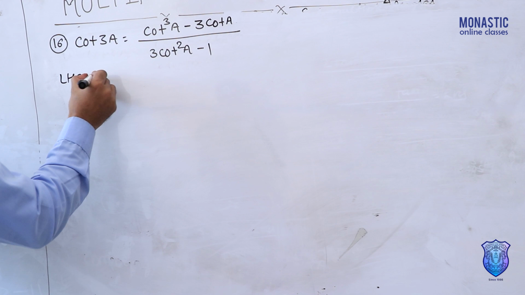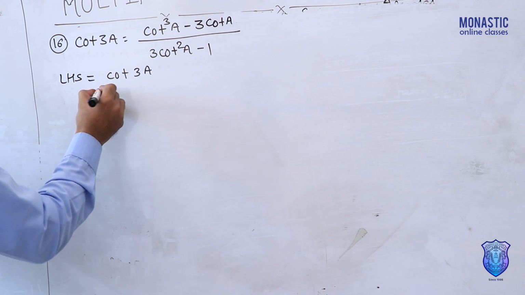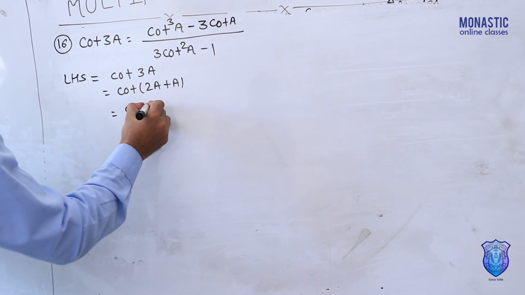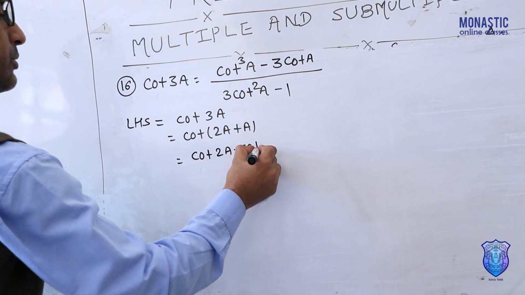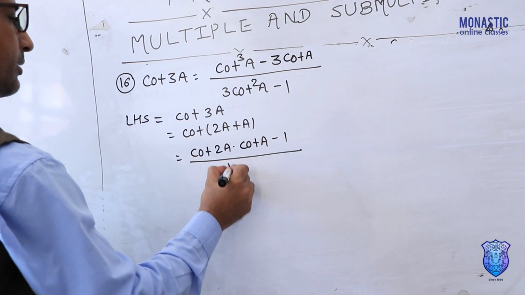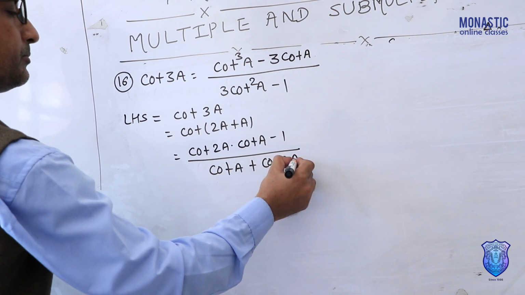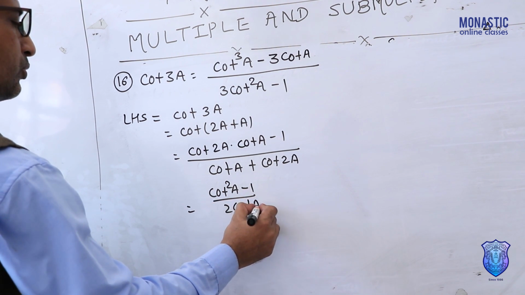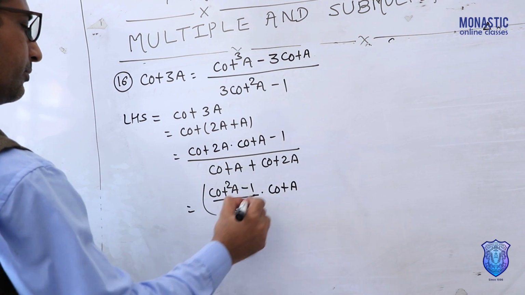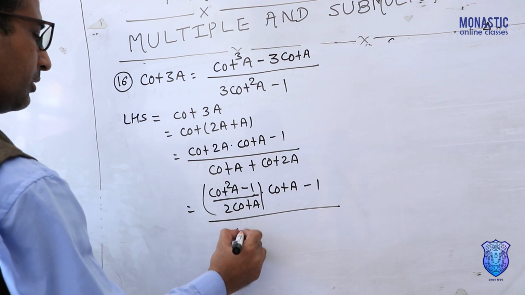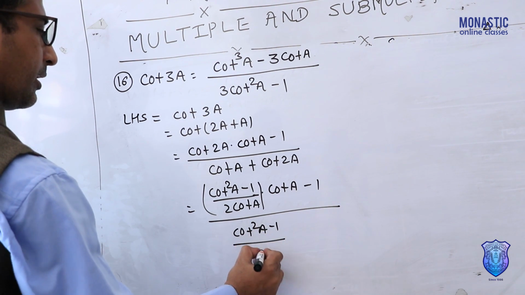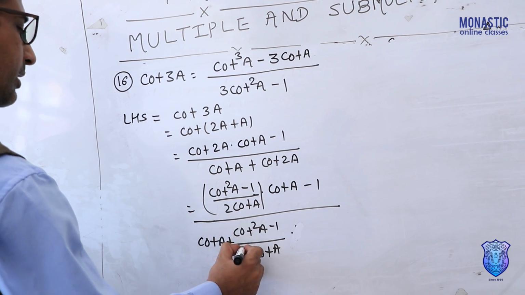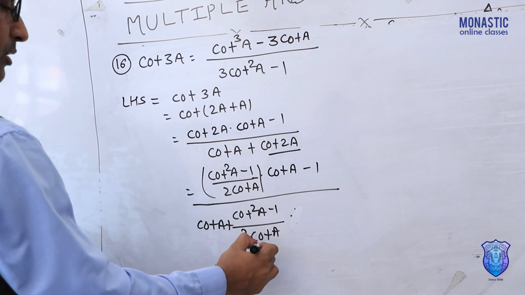We can prove this exactly the same process, but we have proved the tan 3A, cot of 2A plus A. Now we can write cot A into cot B minus 1 by cot A plus cot B. Use the formula of cot 2A, cot square A minus 1 by 2 cot A into cot A minus 1 by cot square A minus 1 by cot A. That's cot A plus cot square A minus 1 by 2 cot A. We have written the formula of cot 2A here.